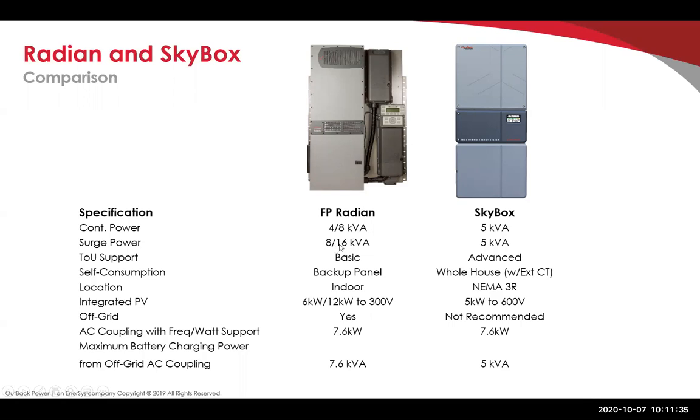In terms of surge rating, we have a really good, industry-leading surge rating with Radian. It's basically double the continuous power. Whereas the SkyBox is a transformerless inverter, so there's no magnetic field that can build up and support a surge. So it is limited to its maximum continuous power rating.